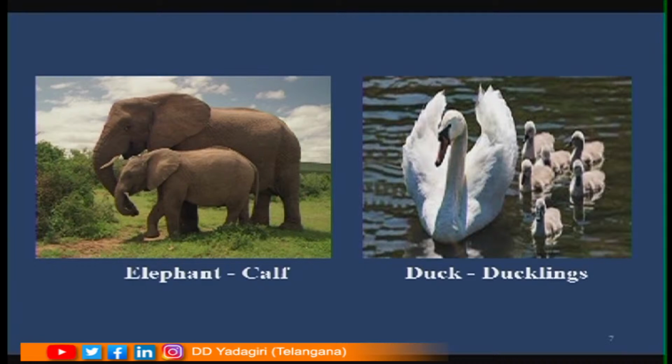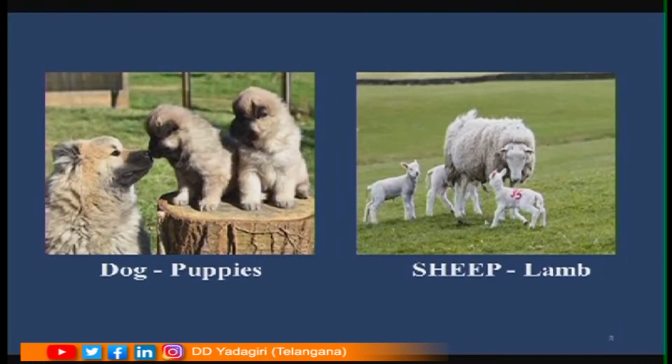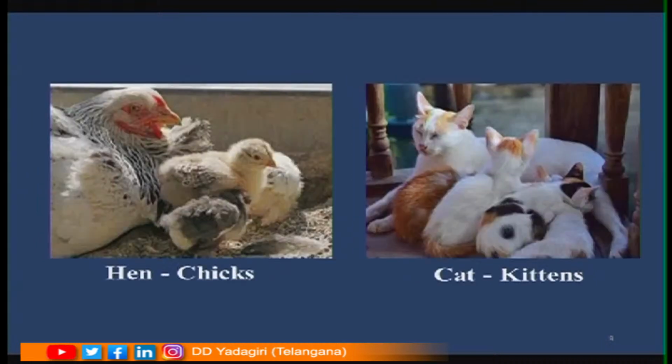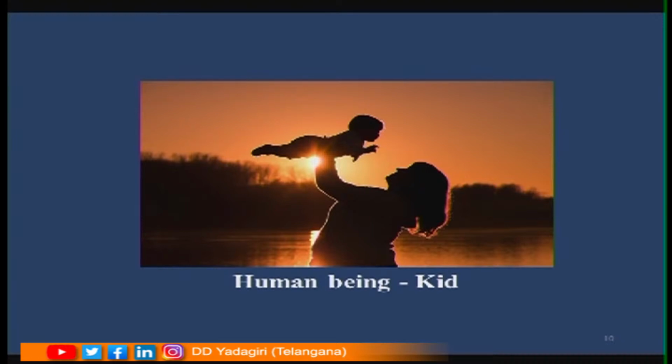Ducks give their young ones called ducklings. Dogs give their young ones called puppies. Sheep give their young ones called lambs. Hen gives young ones called chicks. Cat gives young ones called kittens. And human beings give young ones called kids. So, all these are nothing but production of the same species. So, the ability of an organism to produce young ones of the same species is called reproduction. Hope you have understood, children.